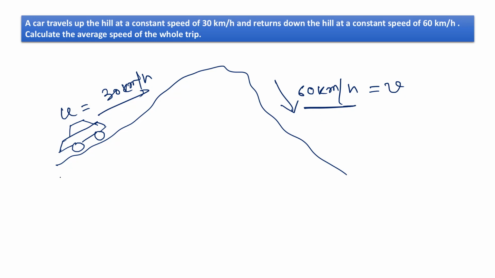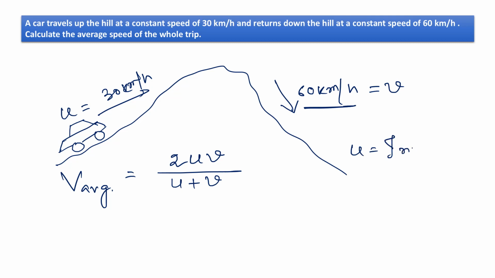To calculate the average speed, we have a shortcut formula and it is valid. That is equal to twice the initial speed multiplied by the final speed divided by the initial speed plus the final speed. You can write u is equal to the initial speed, and it is given as 30 kilometer per hour, and v is equal to the final speed.